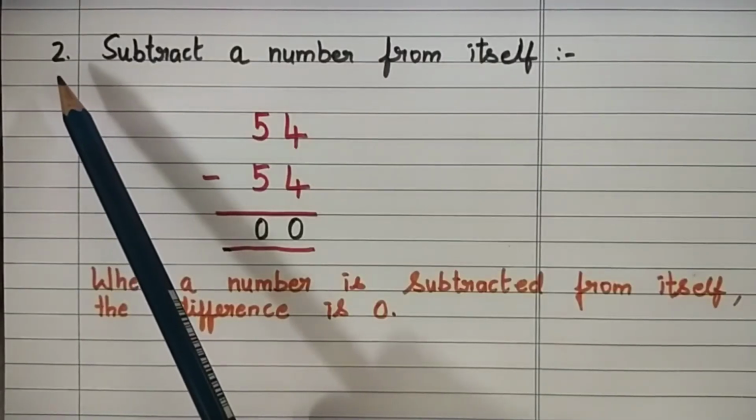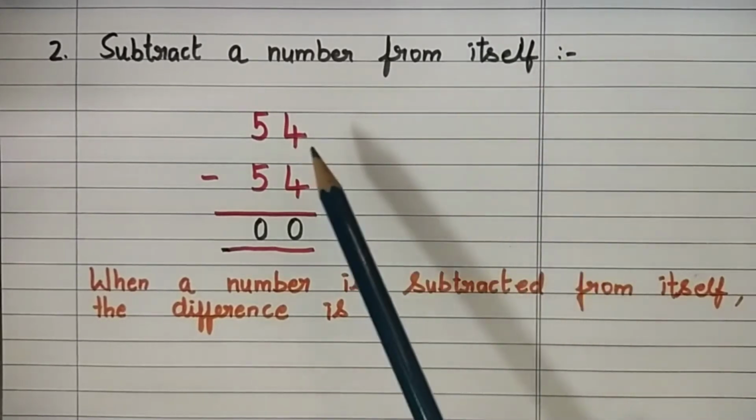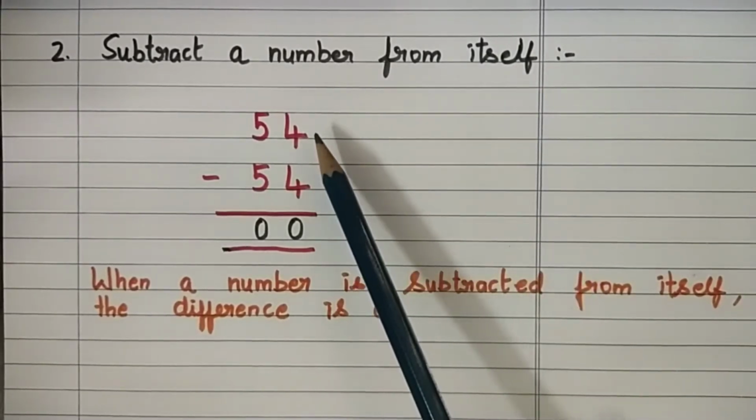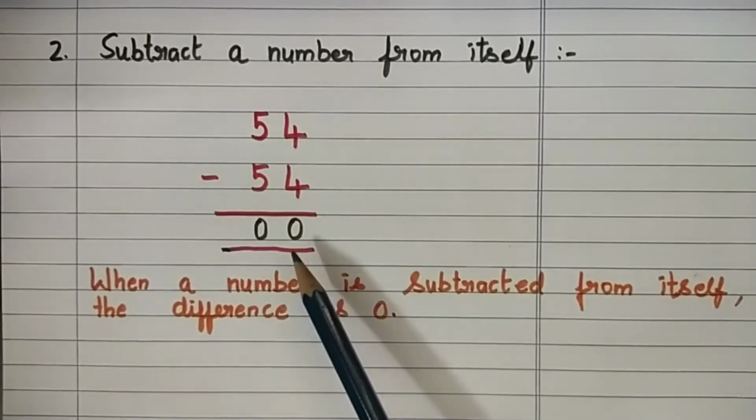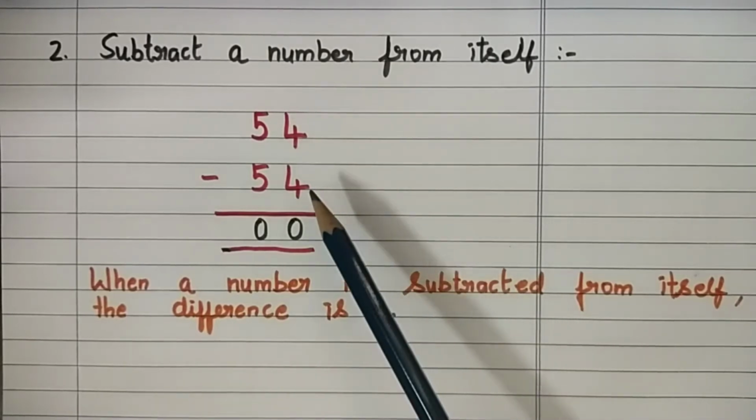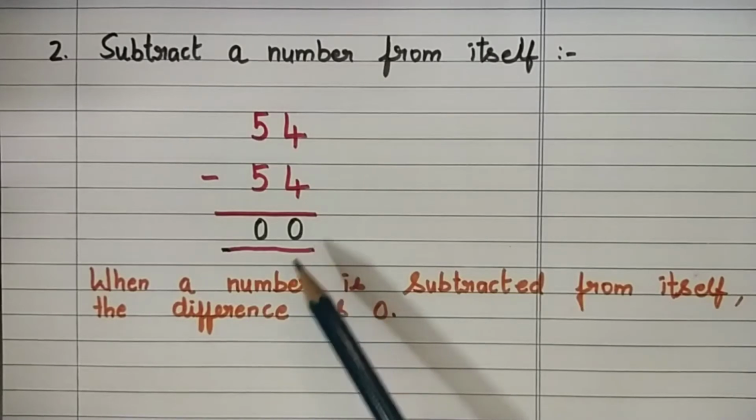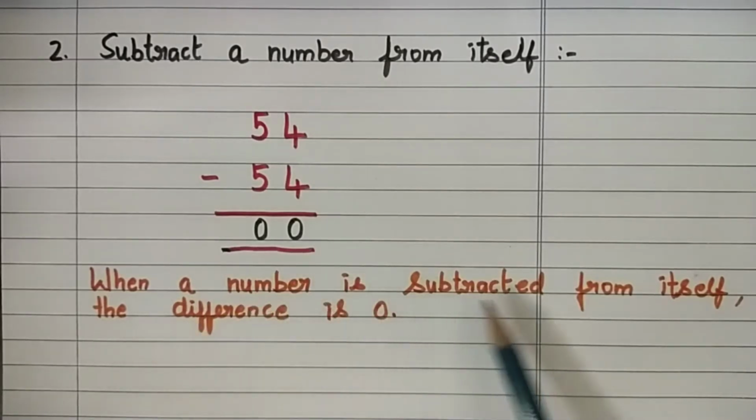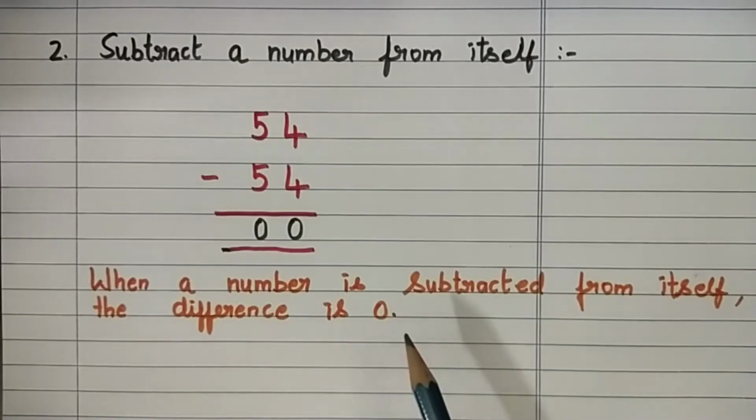Let us see the second property. Subtract a number from itself. Let us take a number 54 minus 54. We get the difference 0. When we subtract any number from itself, we get the difference 0. This tells us when a number is subtracted from itself, the difference is 0.